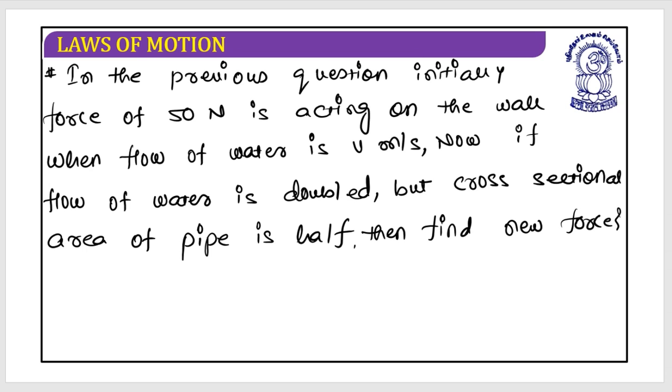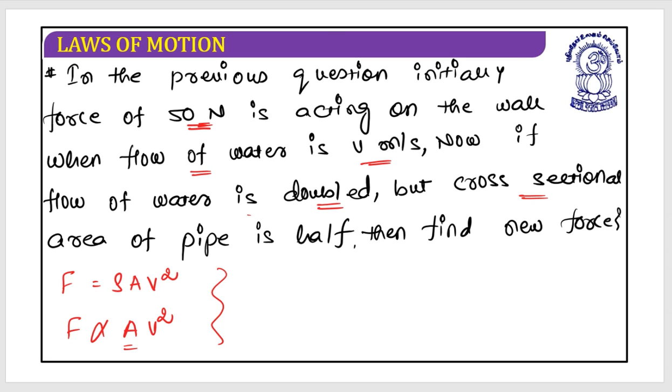What is this all about? It's in the previous question, initially force was 50 Newton when the flow of water is V meter per second, but now if the flow of water is doubled and the cross sectional area of the pipe is half, then find the new force. So what I understand is that my formula was F is equal to density into cross sectional area multiplied by V square. So F is directly proportional to A into V square. This is the cross sectional area, but here they are not talking about the cross sectional area.